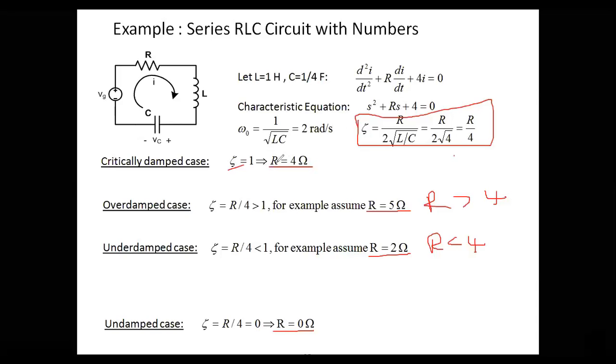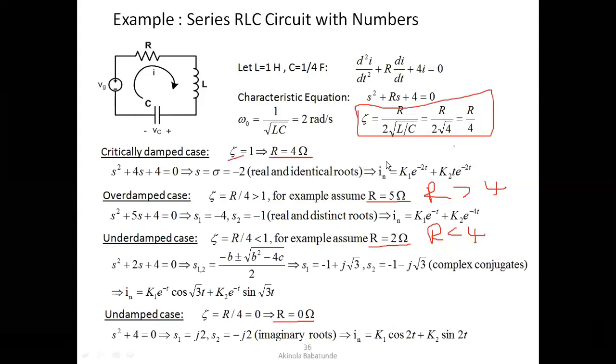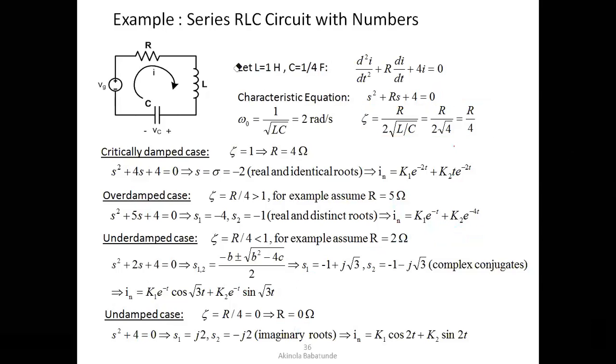First of all, we let r be equal to 4. You put 4 here. If you do that, what are you going to obtain? I'm going to show you very quickly. You will have s squared plus 4s plus 4 equal to 0. You can go ahead and solve this quadratic equation. Once you solve it, you obtain s equal to minus 2. You will have s1 equal to minus 2, s2 equal to minus 2, because you will find 2 solutions. So those are real and identical roots.